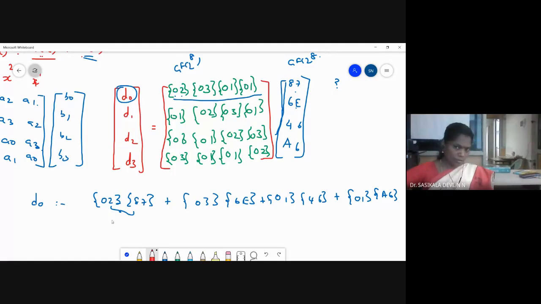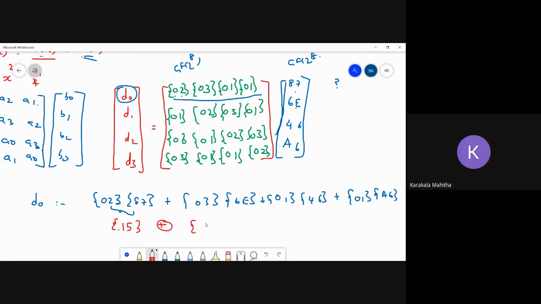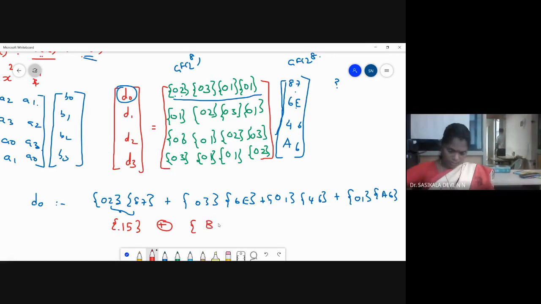Anyone of you have taken notes? What is the answer for 02 into 87? We did it at the beginning of the class. Anybody have the answer for 15? Okay. And 03 into 6E? It is B2. Okay. Plus this is multiplied by 1, and multiplied by 1 is exactly the same. So this is actually 46.